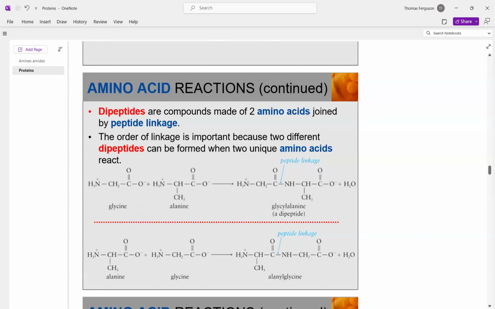Now, if we took an amino acid like glycine and alanine and linked them together with an amide bond, there's a 50-50 chance who goes first, who goes second. So you can get a mixture of about 50%. However, enzymatically, you'll get 100% of one or the other. Enzymes are magic.